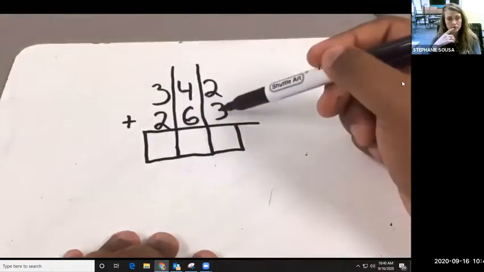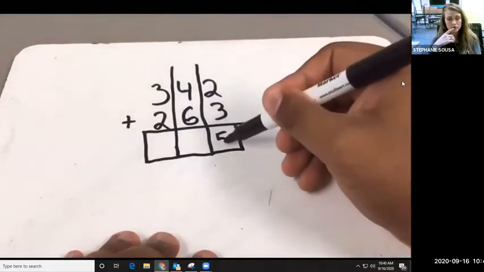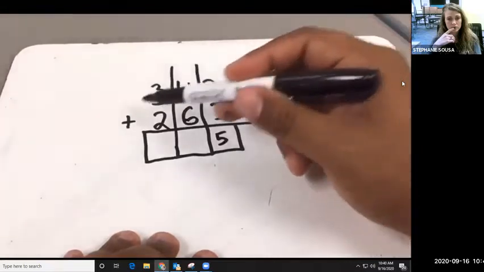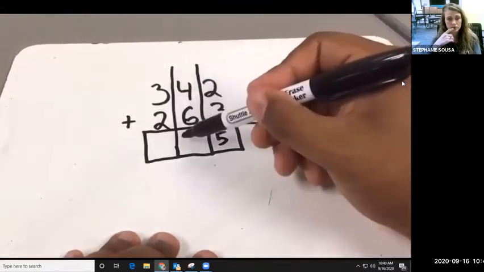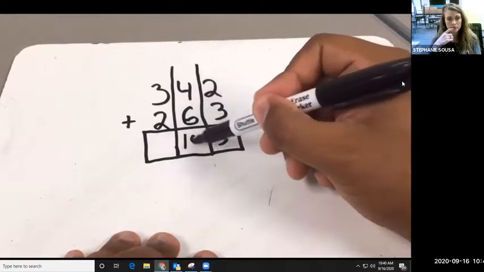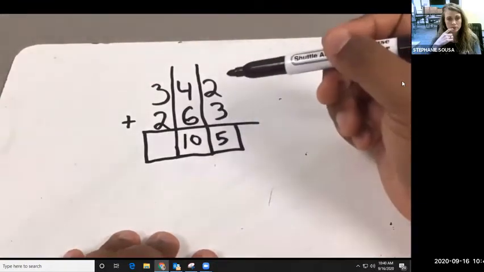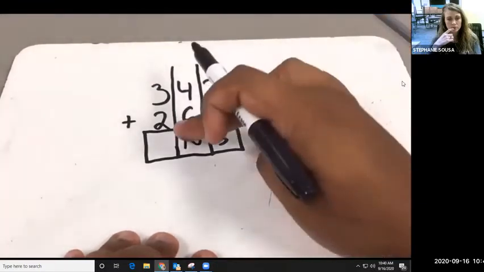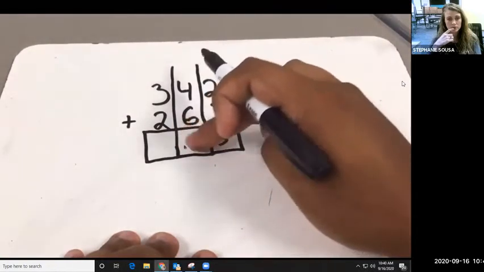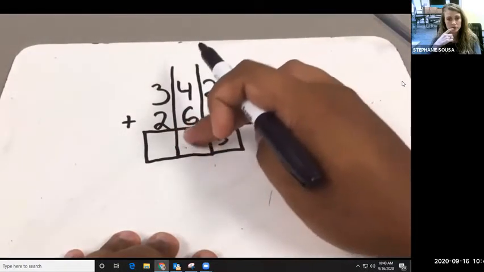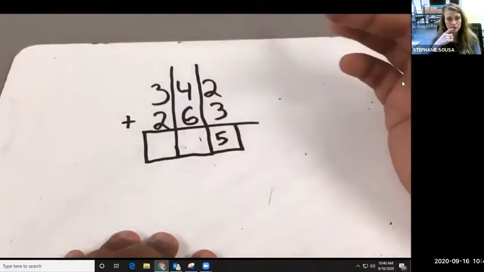2 plus 3, that is 5. 4 plus 6, now that's 10. But look, that's not correct. We can't put a 10 all in one little cube. That's too big of a number. So what do I do?